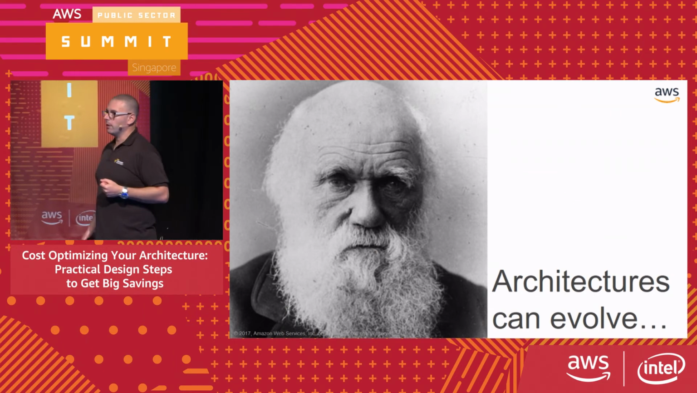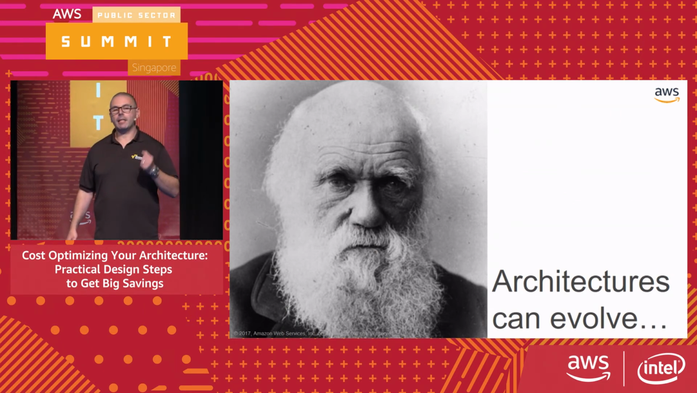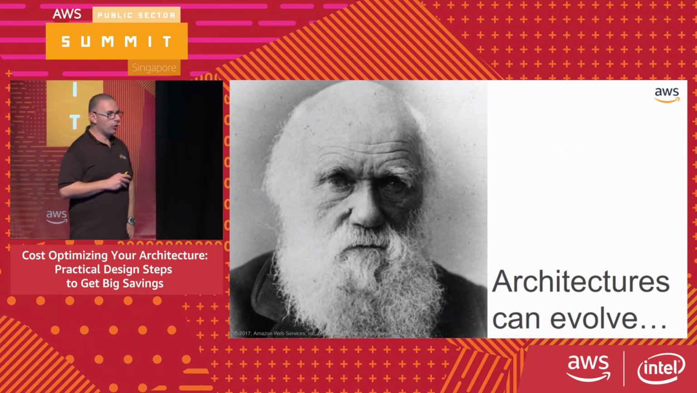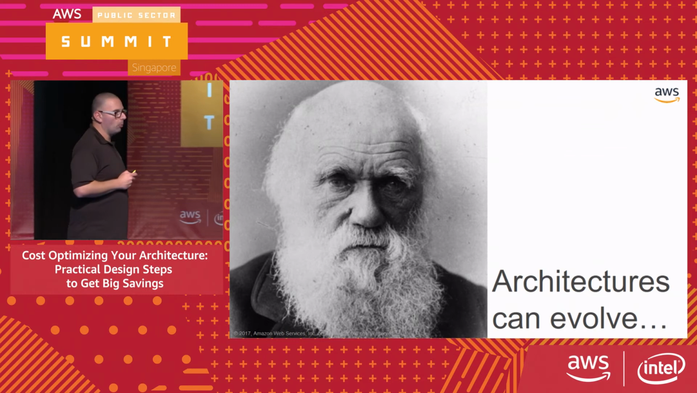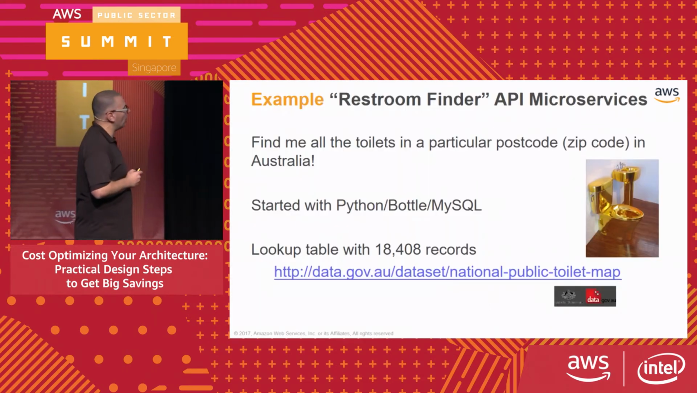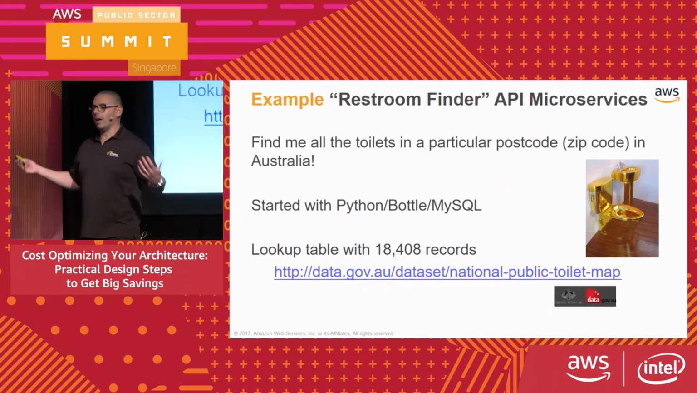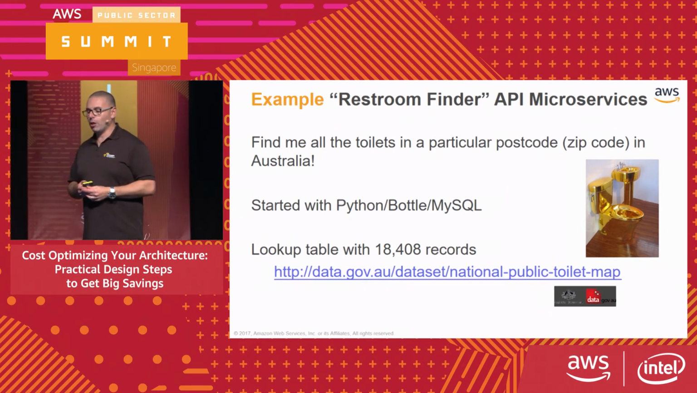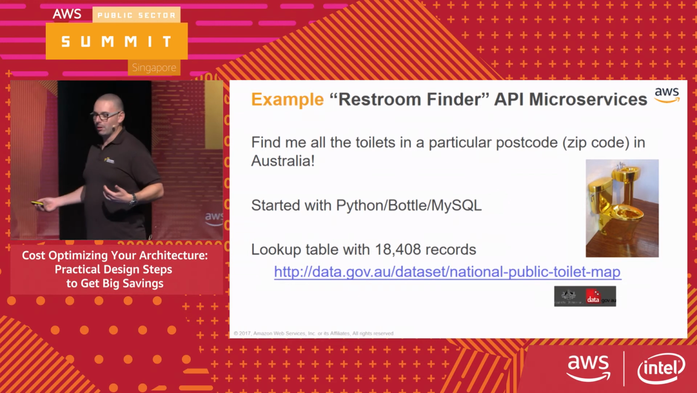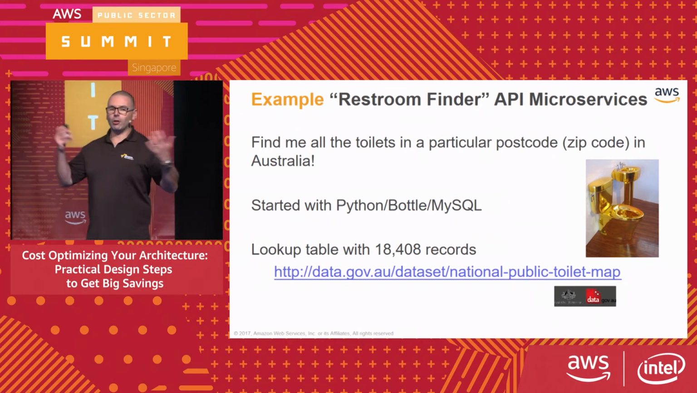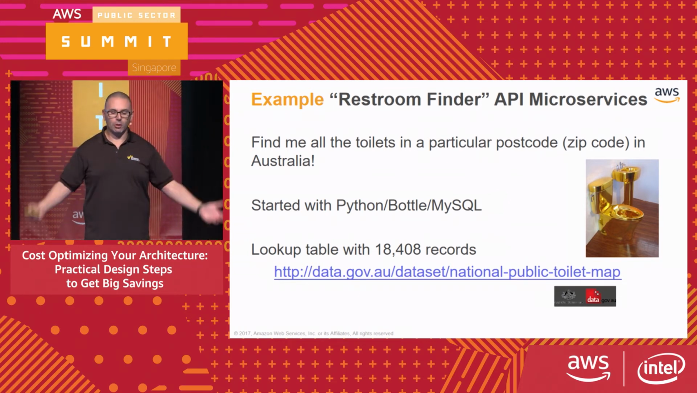So what am I trying to say here? I'm trying to say that architectures can evolve and should evolve over time. Let me give you a little worked example. So I thought to demonstrate this, what could I build that was small but useful? And I chose what I called a restroom finder. In Australia, we have a whole lot of open data sets, as I'm sure you have here. And one of those data sets is the public toilet map, which gives us a whole lot of locations of public toilets around Australia, which is really handy.